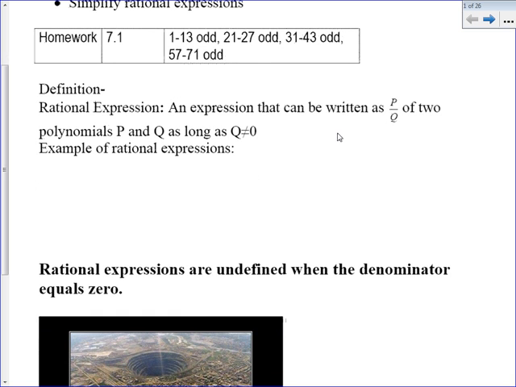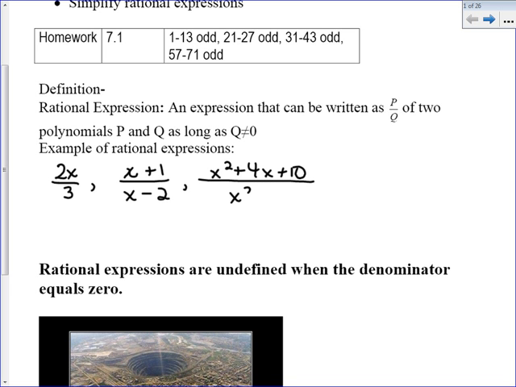So a rational expression could be something as simple as 2x over 3. Or we could get something like x plus 1 over x minus 2. It's a fraction. Rational means fraction. And it's just made up of polynomials. And it could be something like x squared plus 4x plus 10 over x squared minus 9. All of those are examples of rational expressions. Just a fraction that's made up of polynomials.